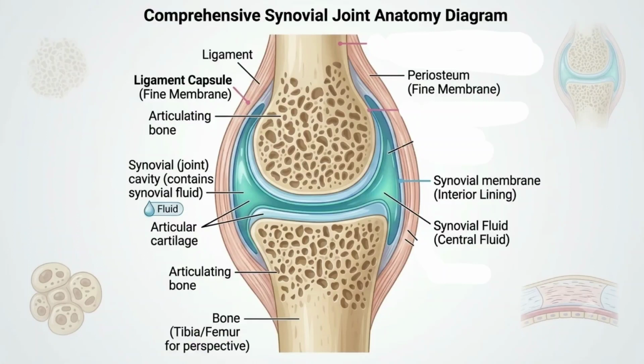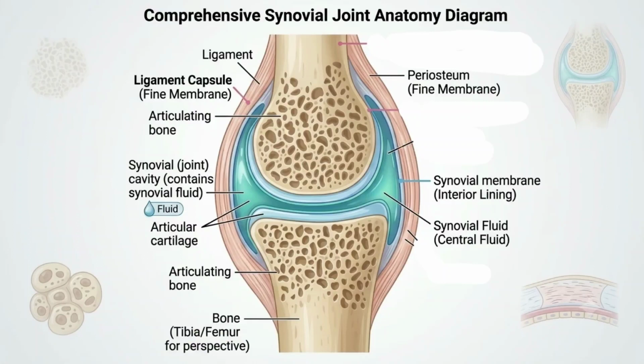The joint capsule surrounds the synovial joint. It consists of two major layers. The outer layer is the fibrous capsule. The inner layer is the synovial membrane. The fibrous capsule provides mechanical support and helps maintain the relationship between articulating bones. The capsule can also contribute significantly to joint stability. If the capsule becomes shortened or stiff, it can restrict joint movement.